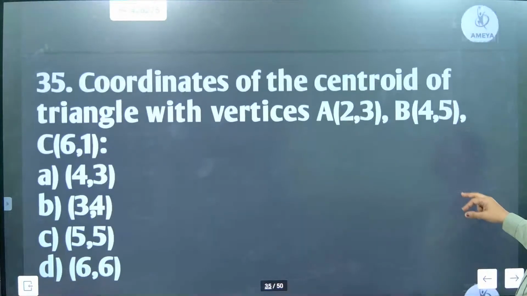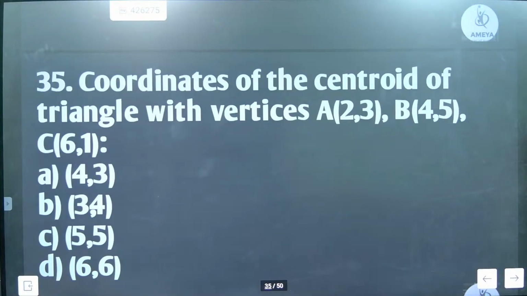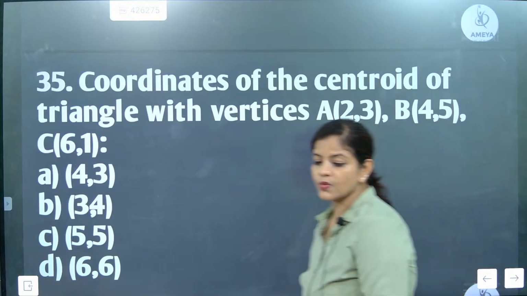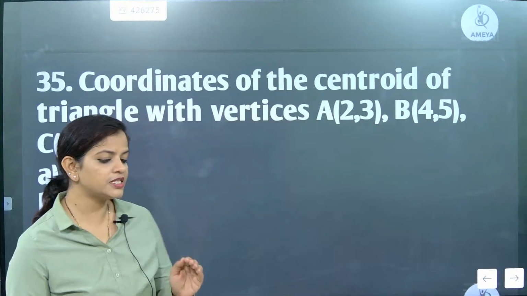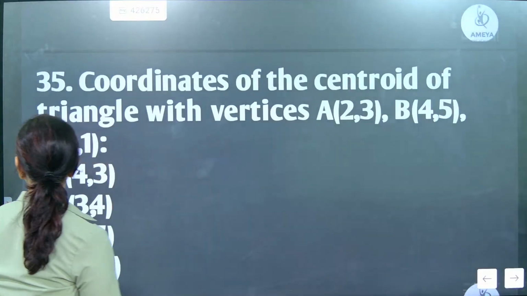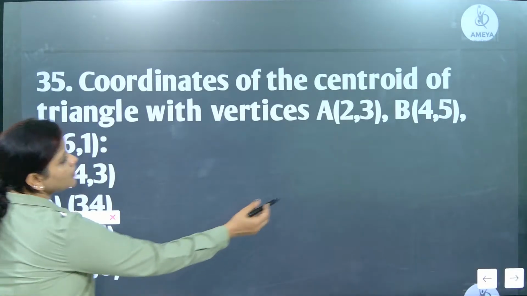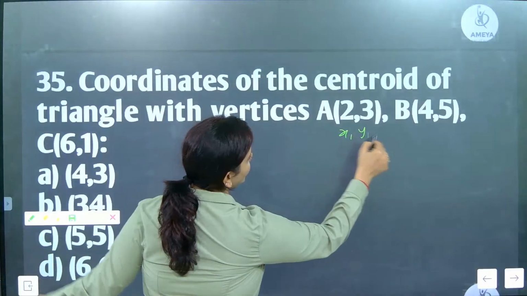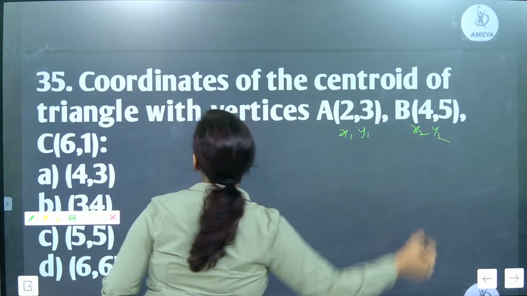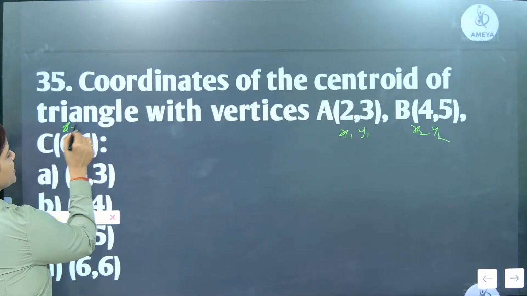So now look here, beta. Coordinates of the centroid of a triangle with vertices this and this. Right now we solved a question like this, na beta. In that question, what was given to you? X1. Now we are going to do it again. Now you are experts in this. Can you solve this question? This will become X1 and Y1, this will become X2 and Y2, and this will become X3 and Y3.